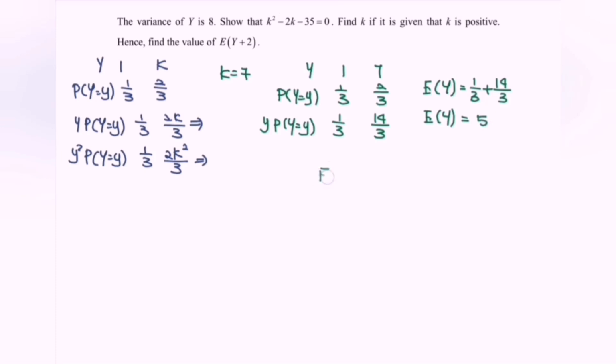Next, the question asks us to find E(y plus 2). By referring to the properties, where we have E(y) plus E(2). Kindly substitute the situation, where we will have 5 plus with the 2. So E(y plus 2) is equals to 7.